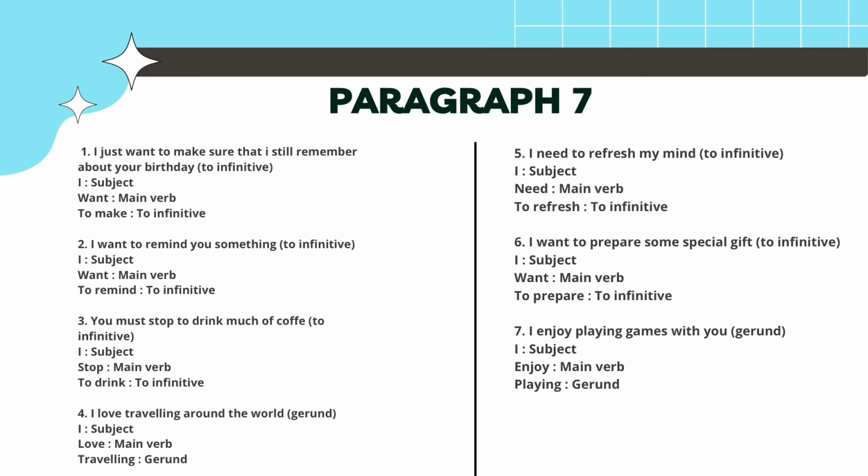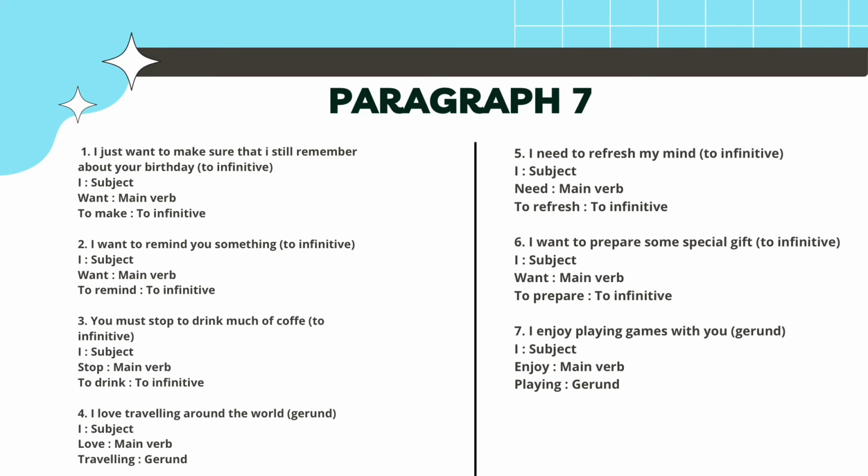Alright everyone, I'm Yasmina Gadia and I will continue to explain about paragraph 7 and paragraph 8. So we will start from paragraph 7. There are 7 sentences that contain gerund and to infinitive.